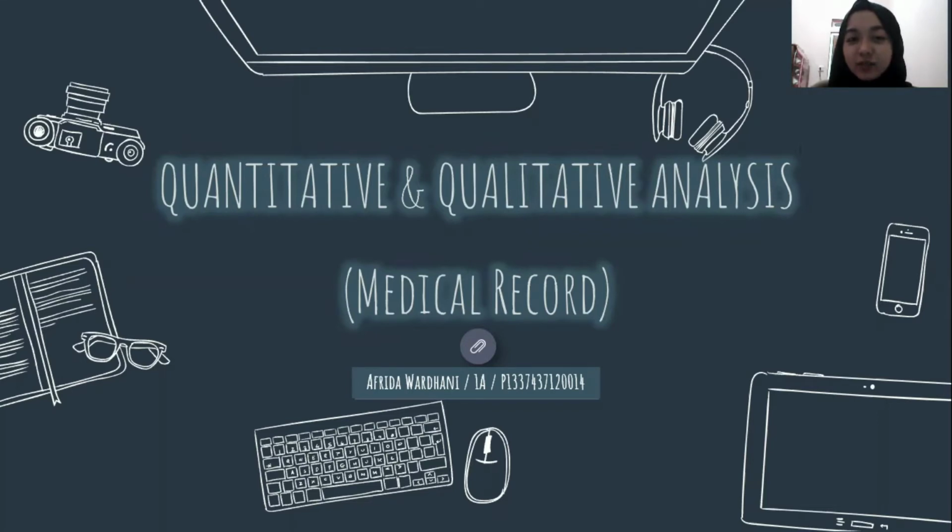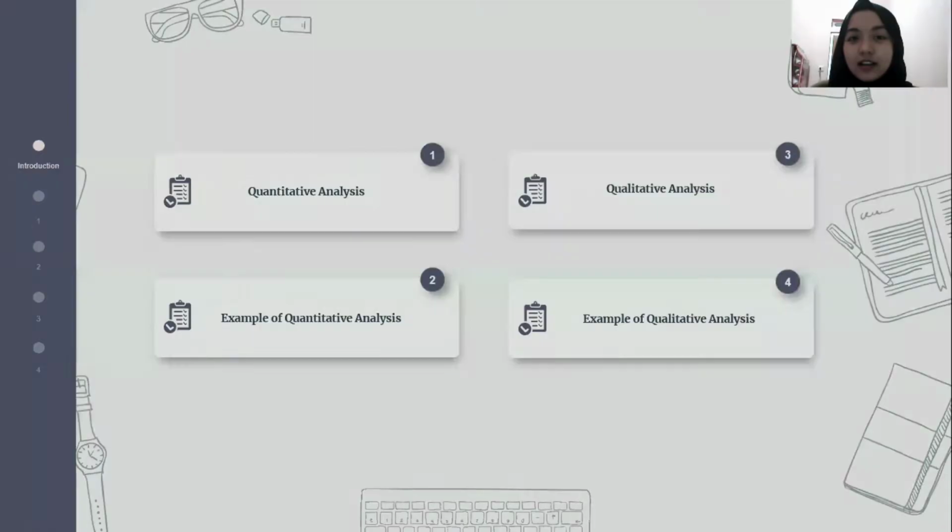I'm a second semester student of the Medical Record and Health Information Department. On this occasion, I would like to present about quantitative and qualitative analysis from two examples of medical record templates.